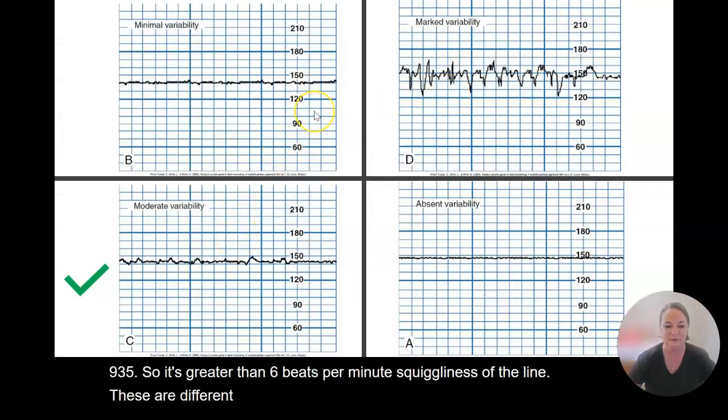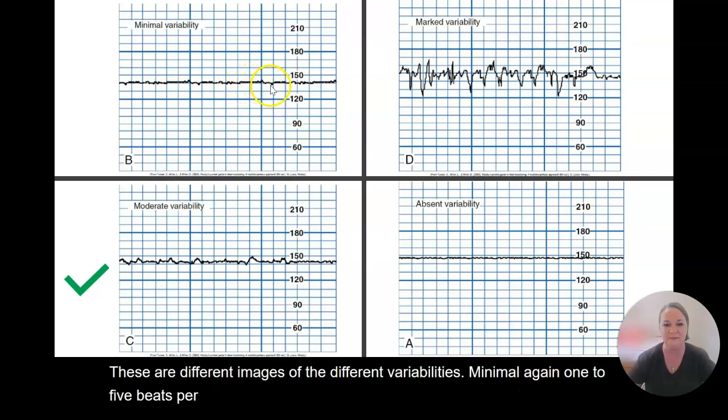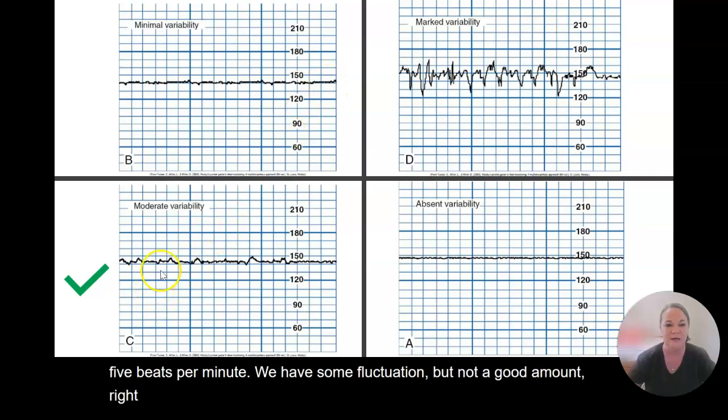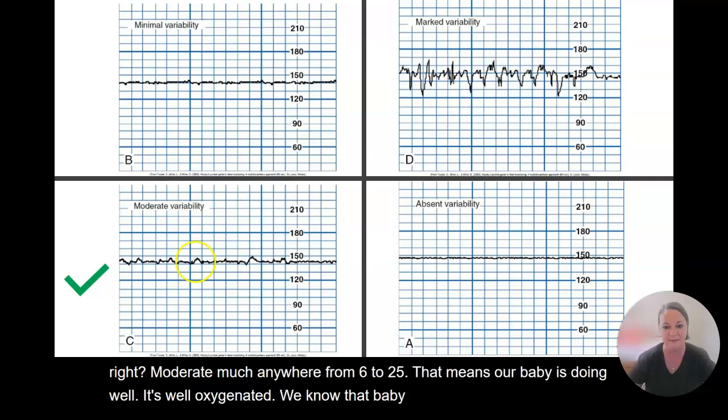Different images of the different variabilities. Minimal, again, 1 to 5 beats per minute. We have some fluctuation, but not a good amount, right? Moderate is what we want, anywhere from 6 to 25. That means our baby is doing well. It's well oxygenated. We know that baby is okay.